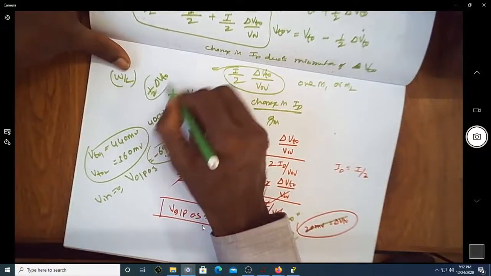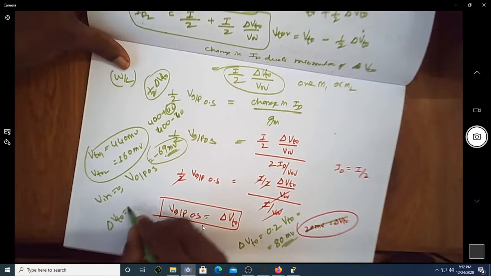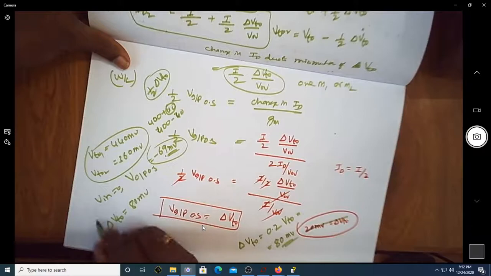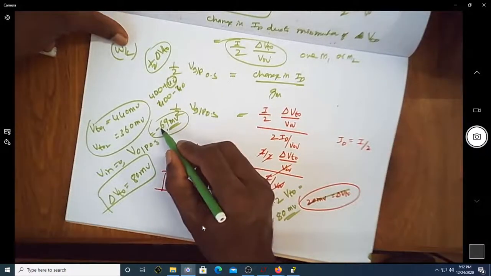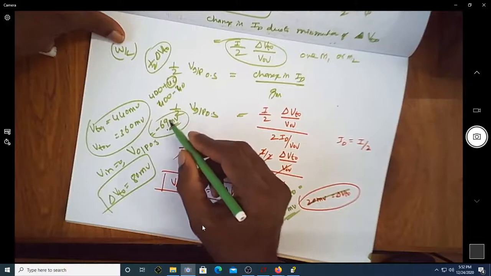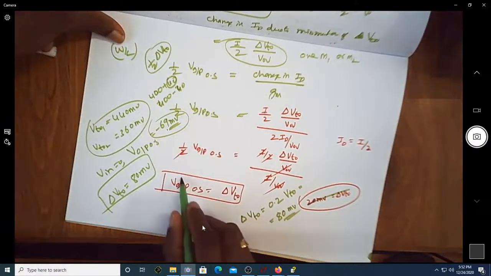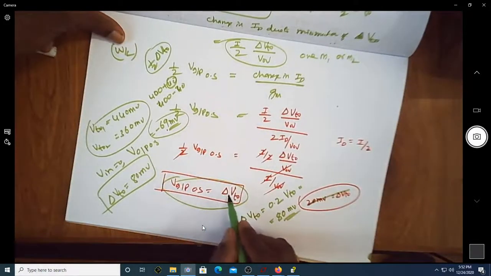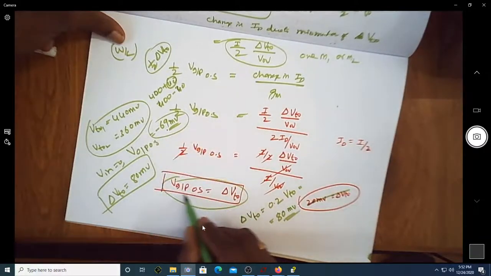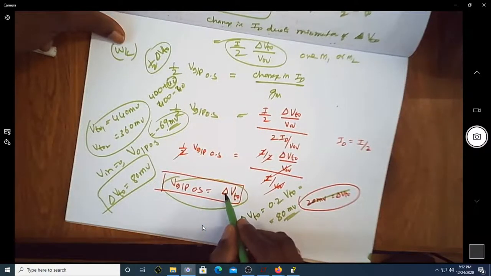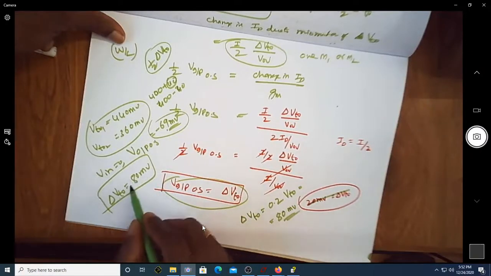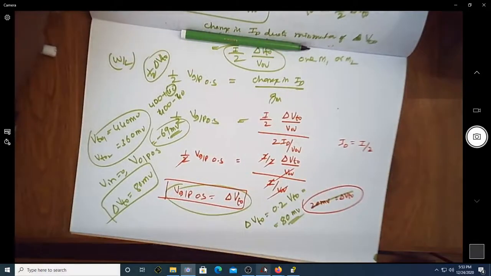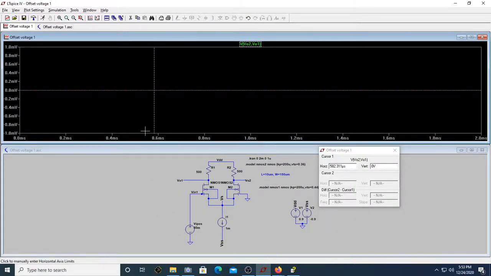So then naturally, the delta Vto happens to be 80 millivolt. So to overcome minus 69 millivolts of output offset voltage, I have to apply, as per our calculation, a positive input voltage, which is equal to delta Vto. Delta Vto in this case is exactly 80 millivolt. So that's what we did here. We applied 80 millivolt here, and we could get the output offset voltage to be 0.